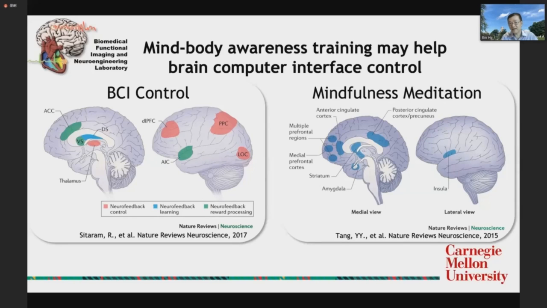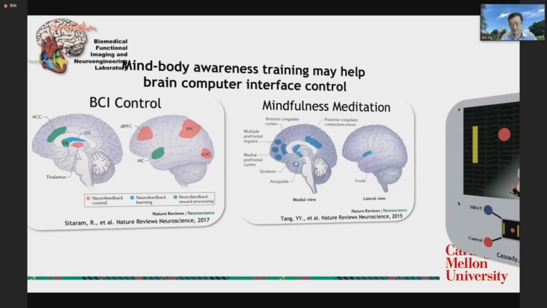And the right side shows the brain regions considered important in mindful meditation. Even though it's not a one-on-one correspondence, you can see that many brain regions are involved in both processes, either in neurofeedback control, learning, and reward processing, or in mindfulness and meditation.